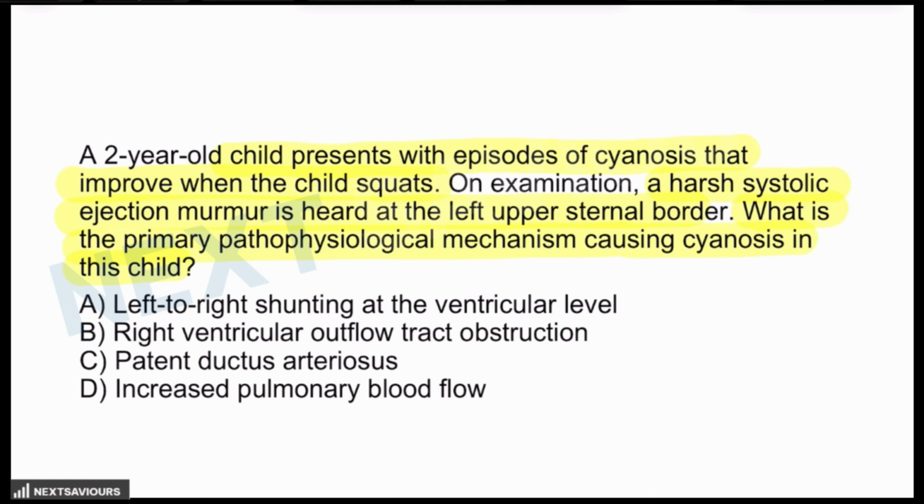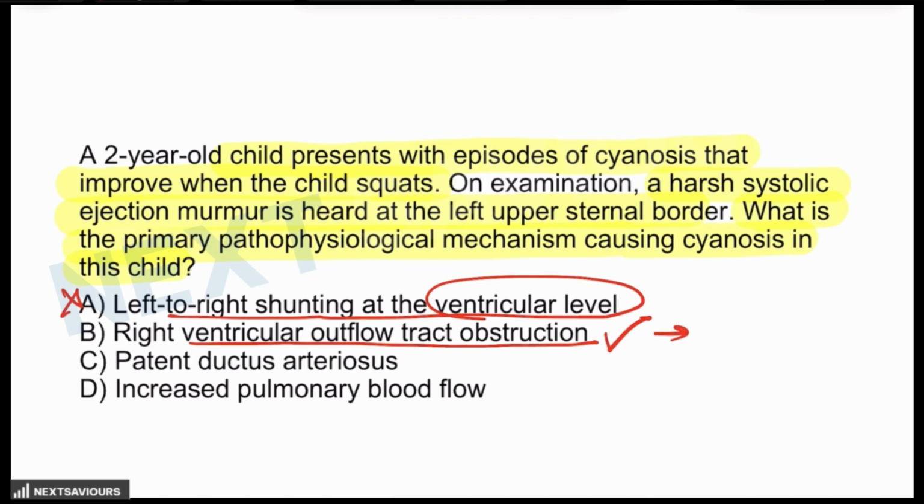If we go option by option, the first one is left to right shunting at the ventricular level. In TOF, shunting is typically right to left, not left to right. Then the second one is right ventricular outflow tract obstruction. Now, this is the key determinant of cyanosis, which is present over here in the question. It restricts the blood flow to the lungs, forcing more deoxygenated blood to bypass the lung and enter the systemic circulation via VSD, thereby causing hypoxia.